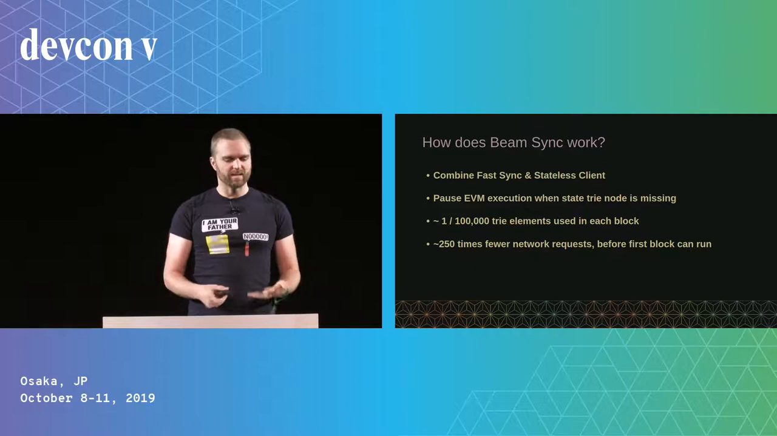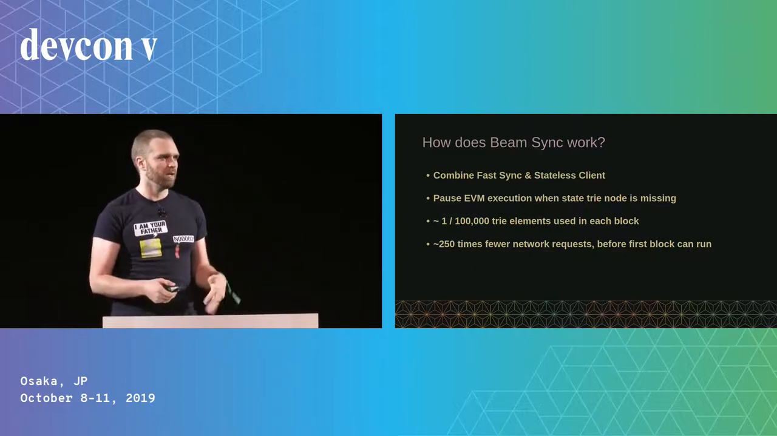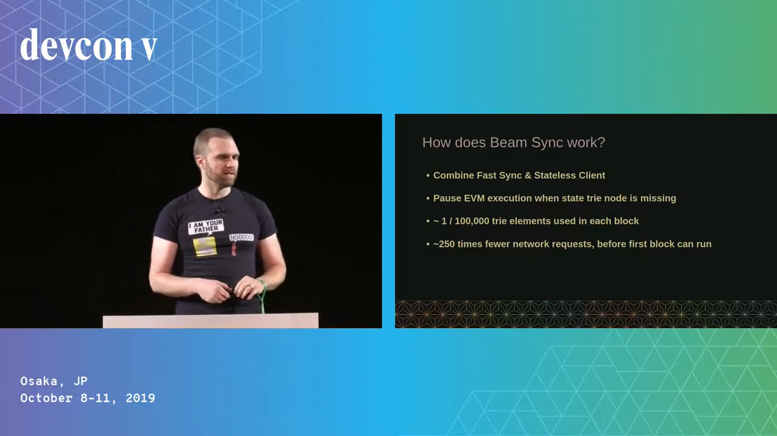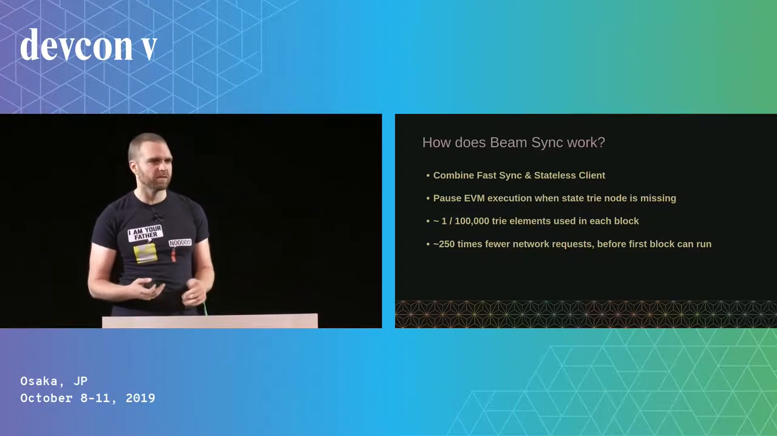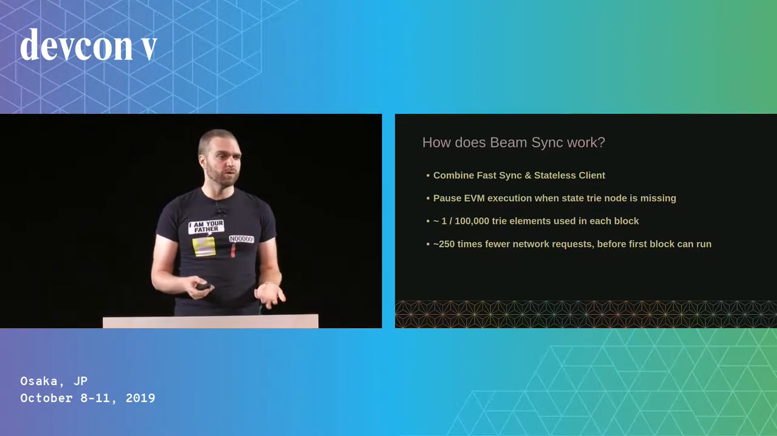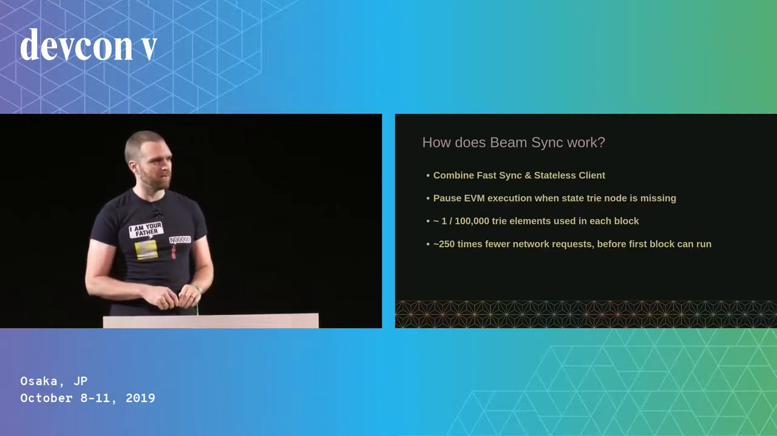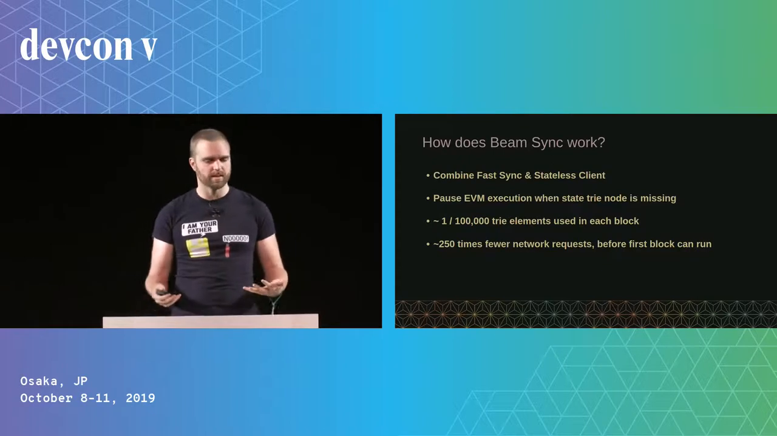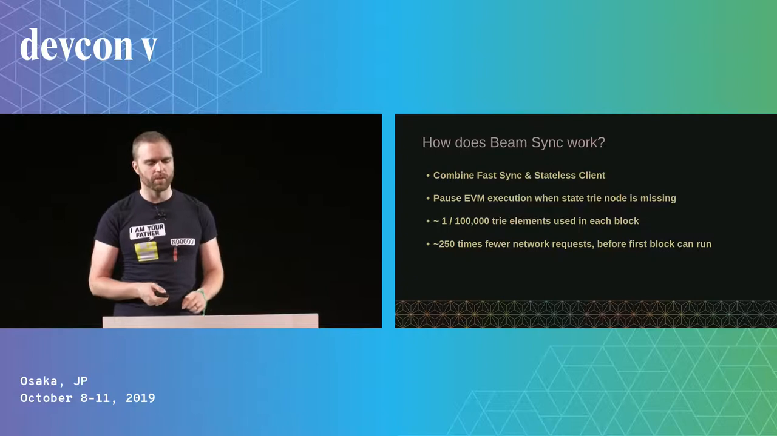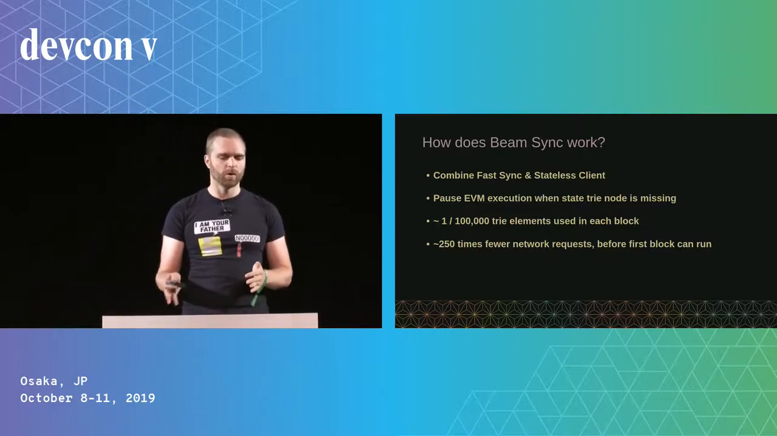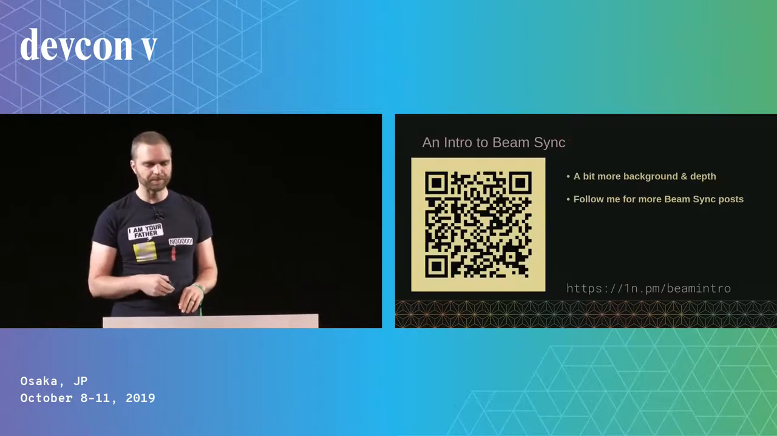So what kind of effect does that have? Well, there are about 375 million trie nodes in the mainnet state database, and there are roughly 3,000 to 4,000 trie nodes that are used per block. So that's about 1/100,000th of the amount of data you need for just one block versus for everything in the state. And this works out to about 250 times fewer requests on the network before the first block can run. And we'll get into those numbers a little bit more later.